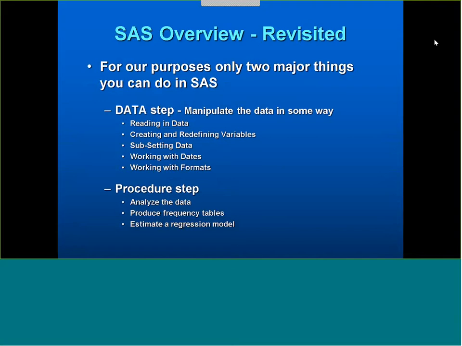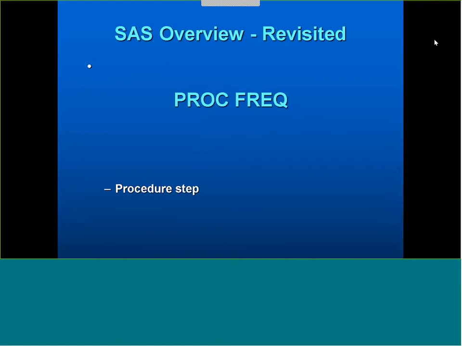And then, of course, there's the procedure step, and this is really used to analyze data or produce tables, and it can also be used to estimate regression models. Things like regression models will be introduced further on in this series in the coming months, but for now we're going to look at the procedure step for the first time, really, and show you how you might use the procedure to actually start looking at your data.